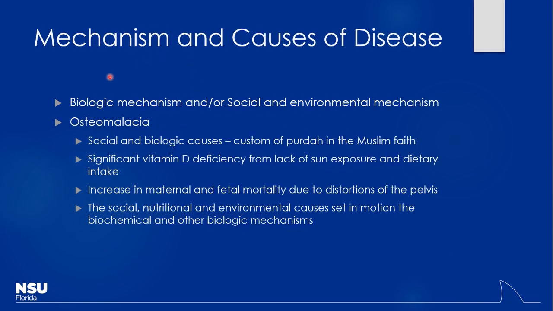And so when we're looking into the mechanism or the causes for disease, oftentimes we're going to look for both the biological mechanism, but there also could be social and or environmental mechanisms playing a role here, right? So for instance, osteomalacia. We're looking at different social and biological causes here. Women who practice Purdah of the Muslim faith frequently do not have a whole lot of skin exposed to the sun. So what do you think that does to vitamin D production? It should decrease it, right?